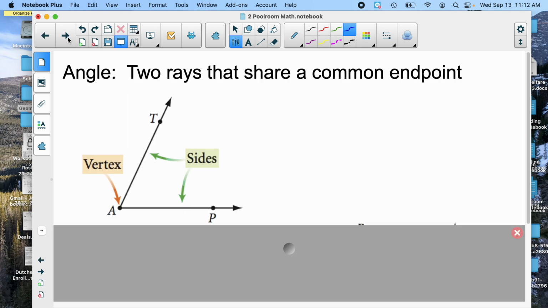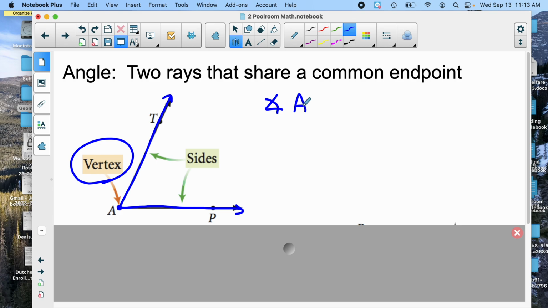So first of all, what is an angle? Well, an angle is two rays that share a common endpoint. So you see I have ray AT, I have ray AP. Ray AT and ray AP make this angle. The rays are the sides of the angle. The important term, though, is the vertex. The vertex is that common endpoint. And the vertex is one way that we can name an angle. So I would write this as angle A.